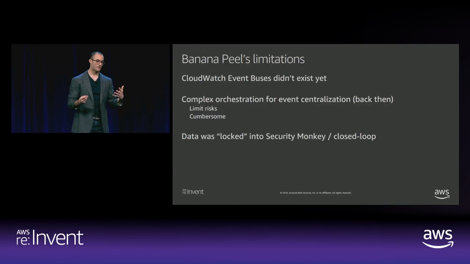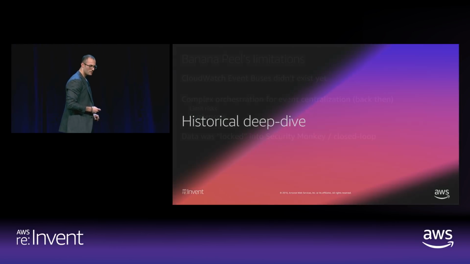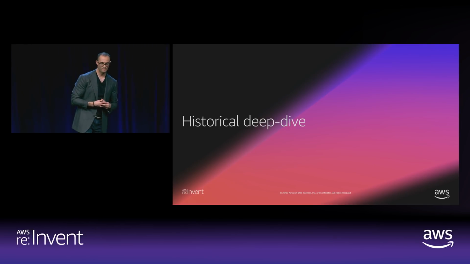Another big thing is that as our information security team has grown tremendously over the years, we wanted to take the data that was in SecurityMonkey and make it far more available for other systems to address a number of other use cases. So we wanted to take SecurityMonkey and break it into smaller components so that we can make its data go much farther. And we learned a lot of lessons from Banana Peel. And that now feeds into a new tool that we're developing called Historical.